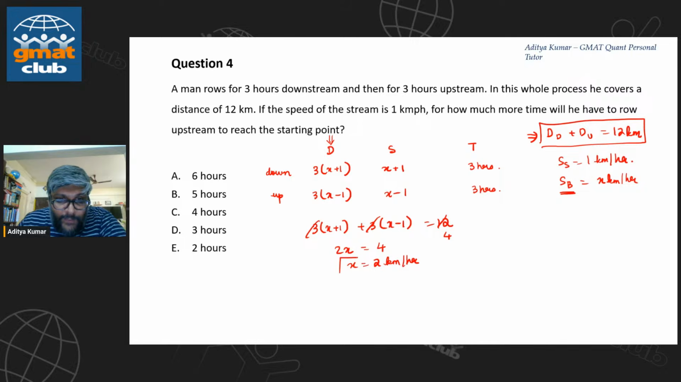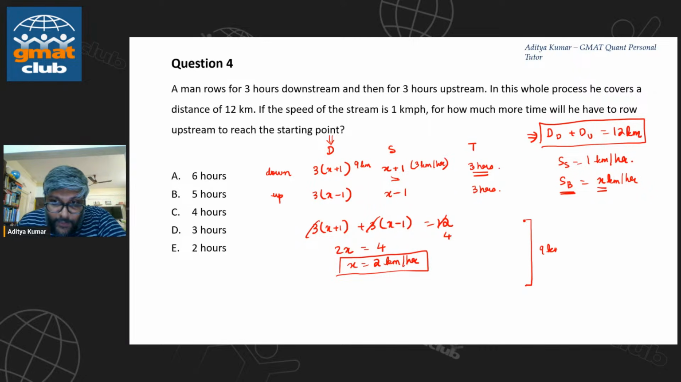So I've got the speed of the boat. I've calculated the speed of the boat. Now, what is the question asking me? For how much more time will he have to row upstream to reach the starting point? So let's visualize his journey. He started at this point, and he's traveled 3 hours downstream. So I know the speed downstream is going to be 3 kilometers per hour. So the distance he's traveled is 9 kilometers downstream.